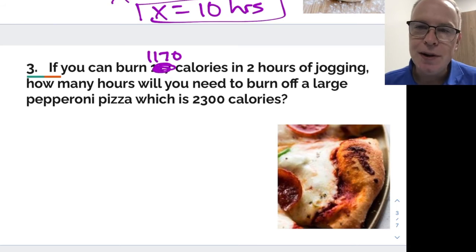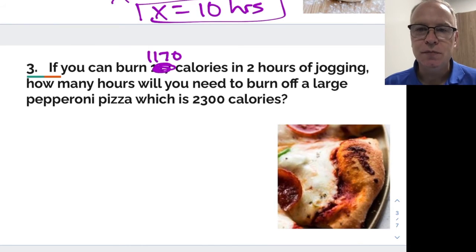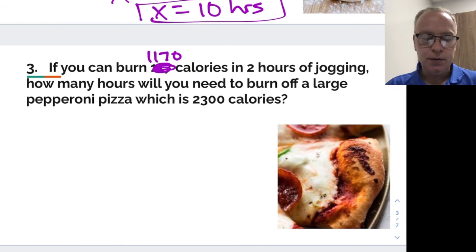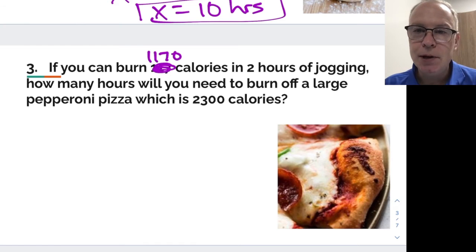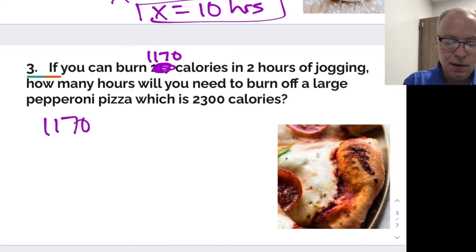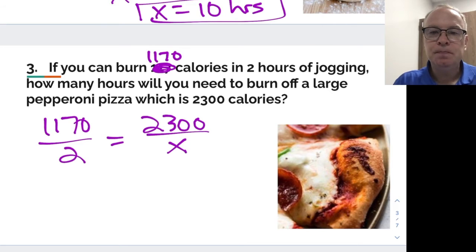If you can burn 1,170 calories in 2 hours of jogging, how many hours will you need to burn off a large pepperoni pizza, which I looked up? It's around 2,300 calories. So how much running would you have to do? Well, let's see. Calories is to hours as calories is to hours.